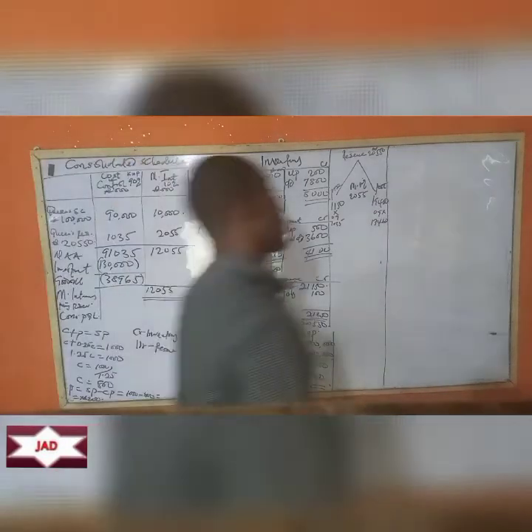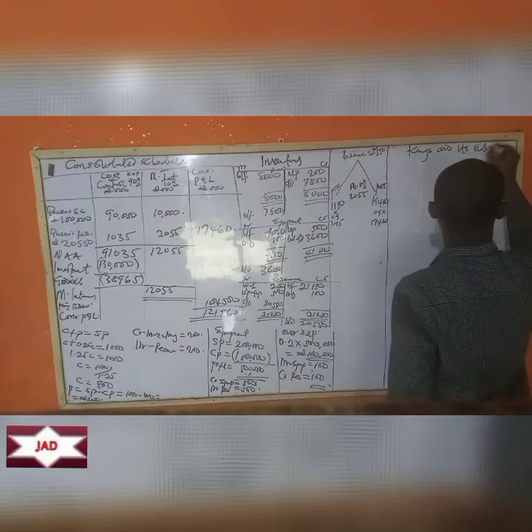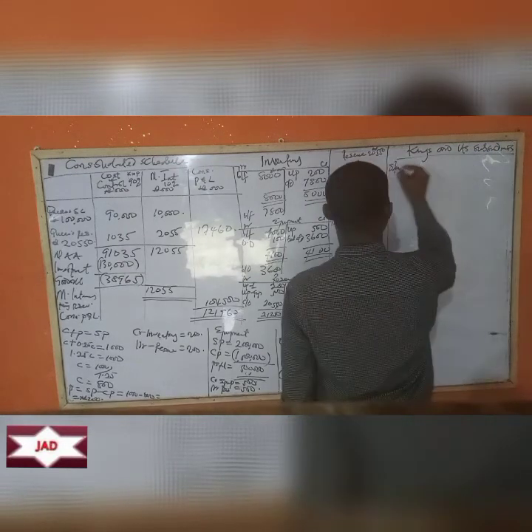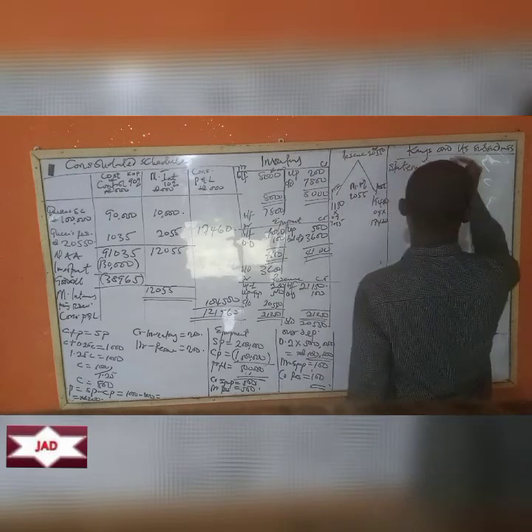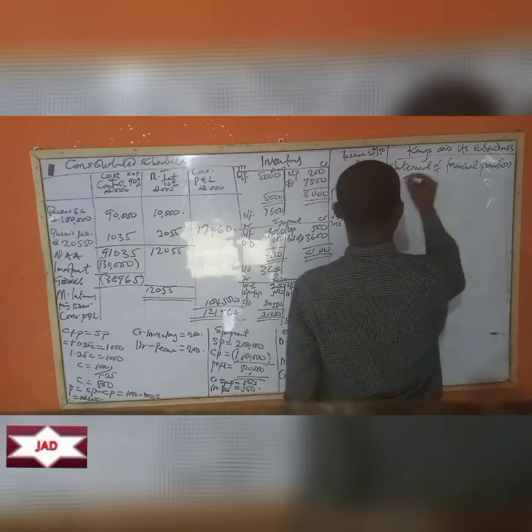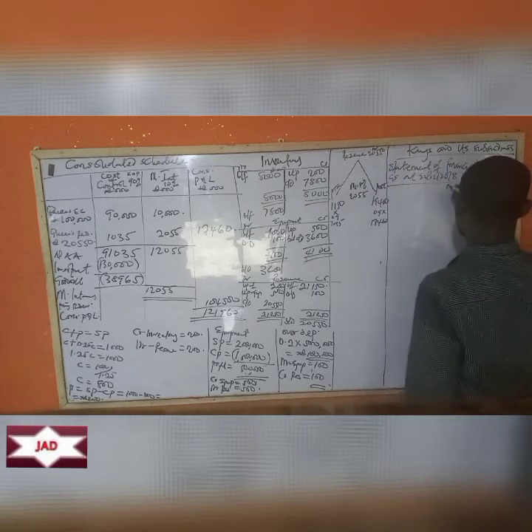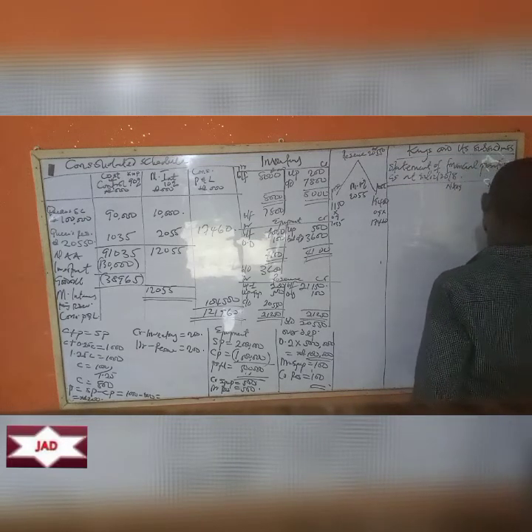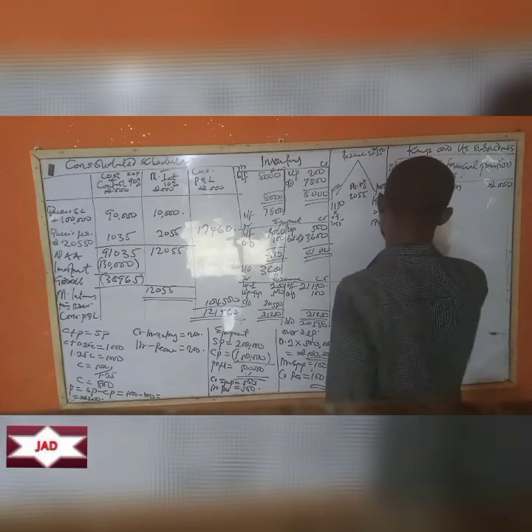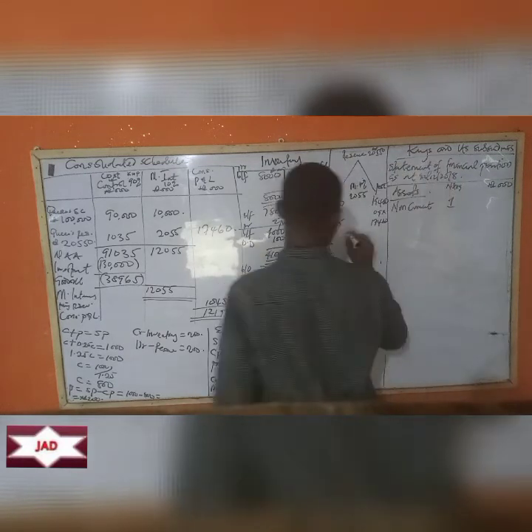So let's say Kings and its subsidiaries, statements of financial position as at 31st December 2018. We have our notes. So we say these are assets. We have non-current. Let's call it note 1. Let's put our note 1 here.